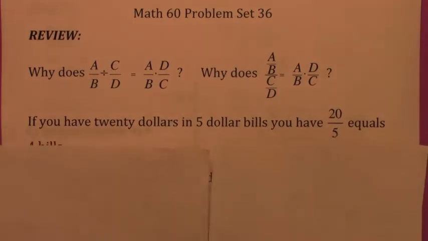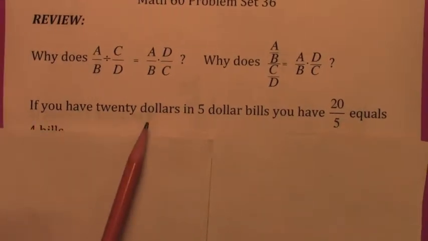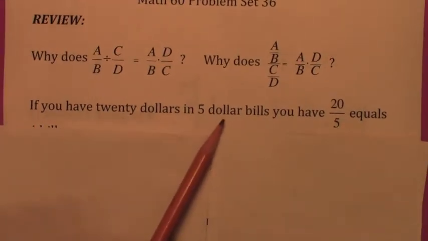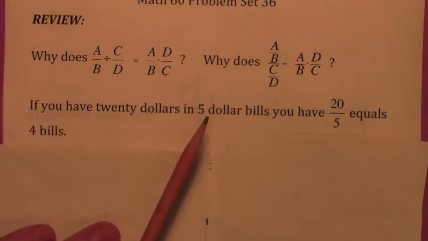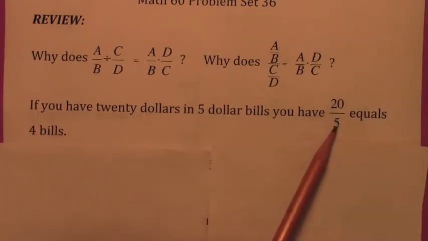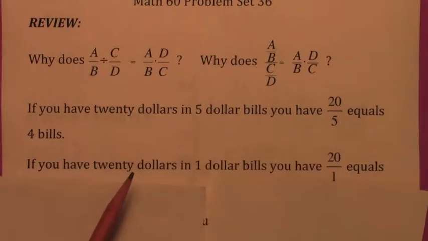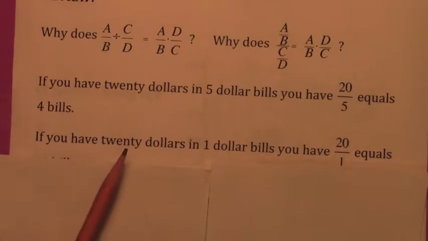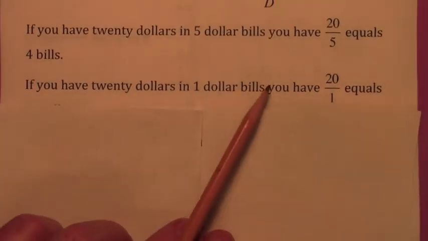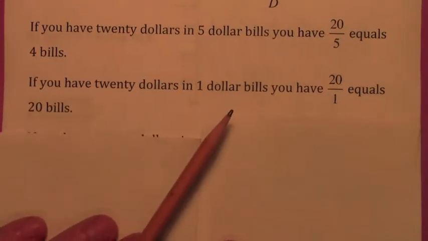So the idea is with division. Let's think about money. Isn't everything always easy when you think about money, or easier? When you have $20 in $5 bills, the question is, how many bills do you have? Well, if you divide the $20 by the $5 bills, you have a total of 4 bills, right? Makes sense? If you have $20 and it's in $1 bills, how many bills will you have? Well, you have to have 20 bills, right?